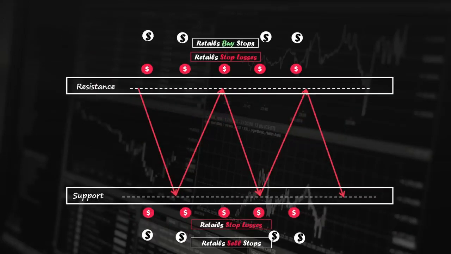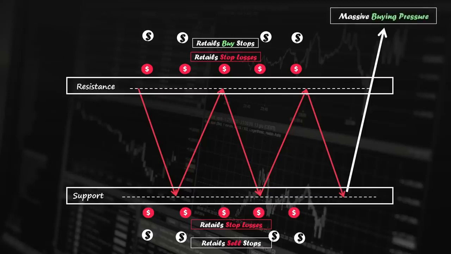Let's say the price is moving towards equal highs, and retail traders are selling as the price reaches the resistance level, placing their stop losses above it. Now, if the price pushes upward and breaks through the resistance level, it not only triggers the stop losses of retail traders who entered short positions, but also generates massive buying pressure as these short positions are recovered. Additionally, it activates the buy stops of retail traders who are looking to enter long positions after the breakout.